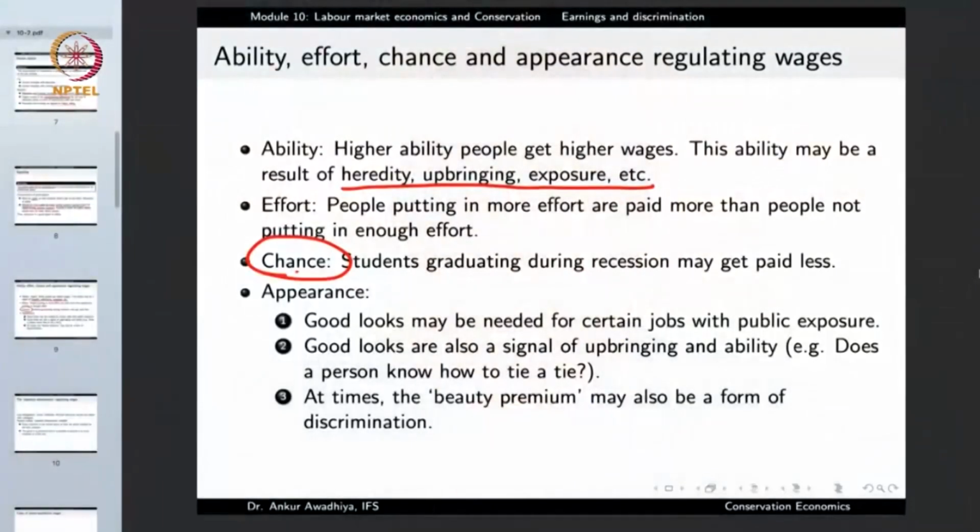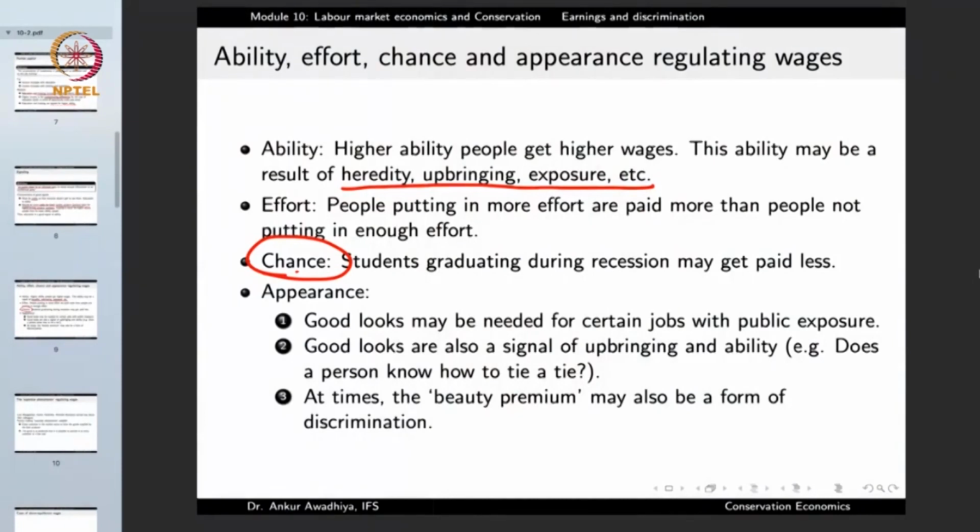Now, this is not because of any difference between the students of this class and the students of the previous class. It's just a luck factor, just a chance factor. People who graduate during times when there is a recession typically get lower wages. So a chance factor is also involved.